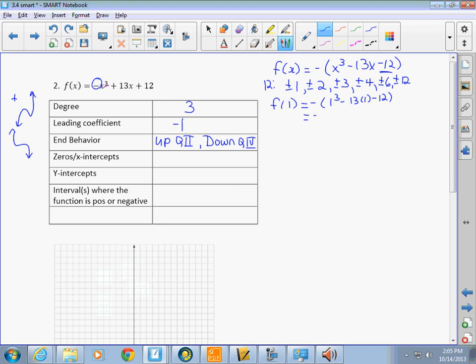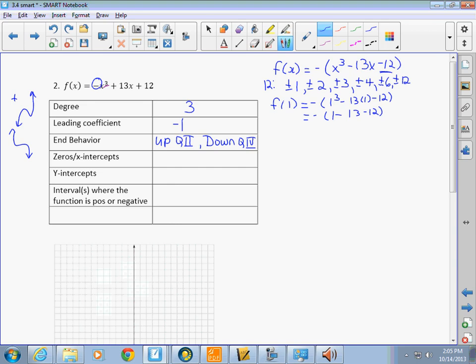So I have -1 minus 13 minus 12. So 1 minus 13 is -12. -12 minus 12 is going to be -24, so I know that's not going to work.